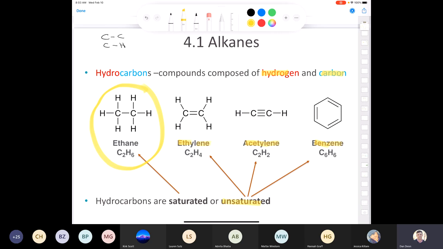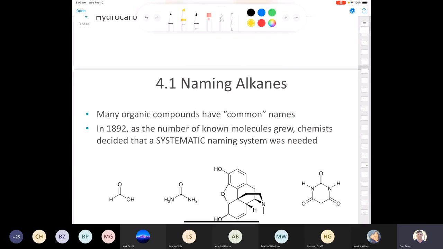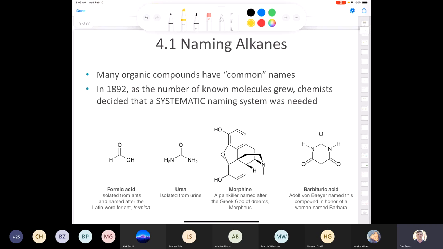And we're going to talk a lot about how to name these type of compounds, how to name alkanes. Well, just a little bit of history on naming alkanes and naming organic compounds in general. It says that many organic compounds have common names. But in 1892, chemists were discovering more and more organic compounds all the time, and so they had to come up with some kind of systematic way of naming them. And so they get together, and first they came up with what were known as the Geneva Rules, which later led to the IUPAC Rules, which is the International Union of Pure and Applied Chemistry.